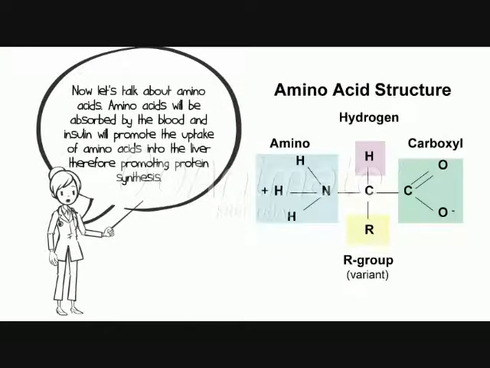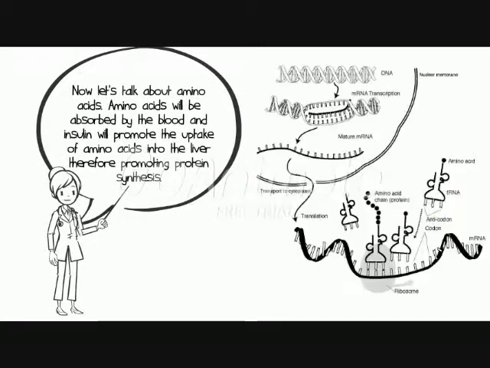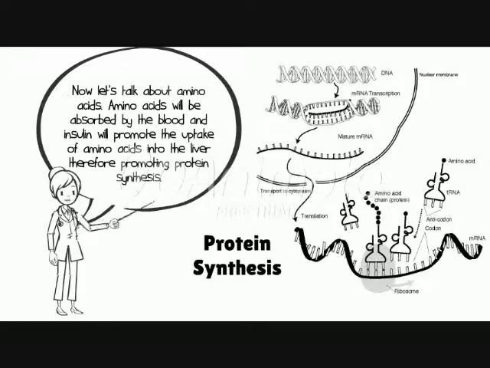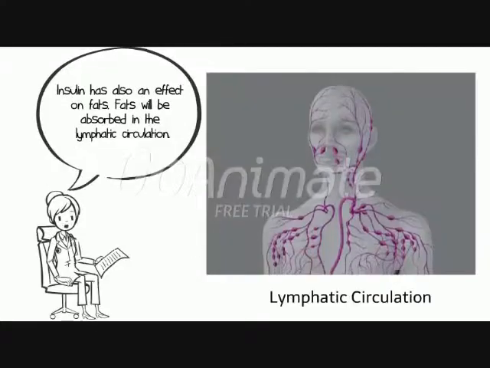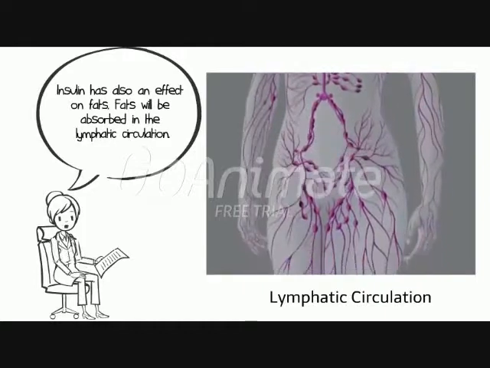Now let's talk about amino acids. Amino acids will be absorbed by the blood, and insulin will promote the uptake of amino acids into the liver, therefore promoting protein synthesis. Insulin has also an effect on fats.